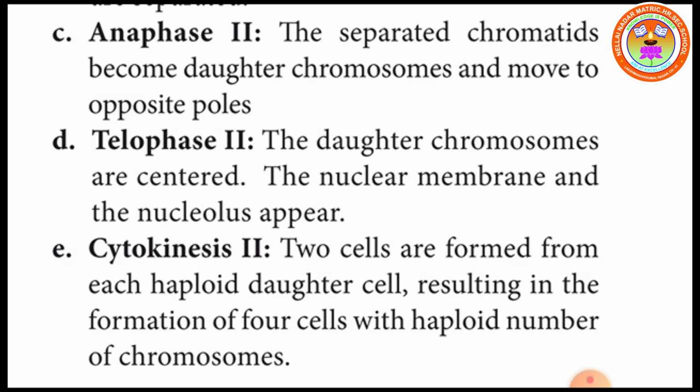What actually happens? Cytoplasmic division happens. The two daughter nuclei in each cell get separated, and then finally four cells with the haploid chromosome number are formed. So cytokinesis 2 gets over, and it is followed by the formation of four daughter cells.